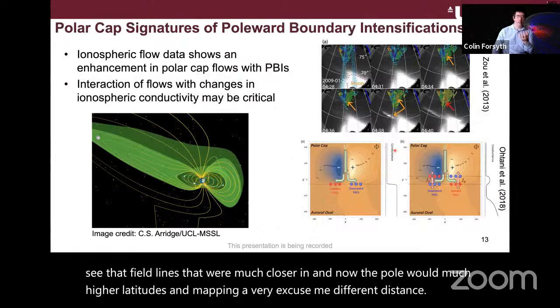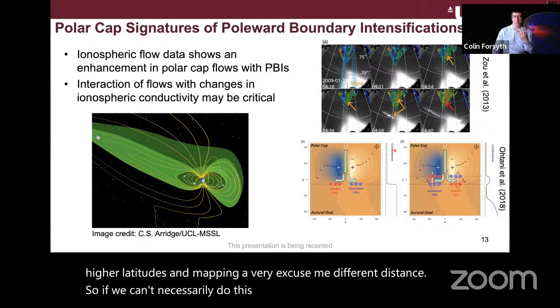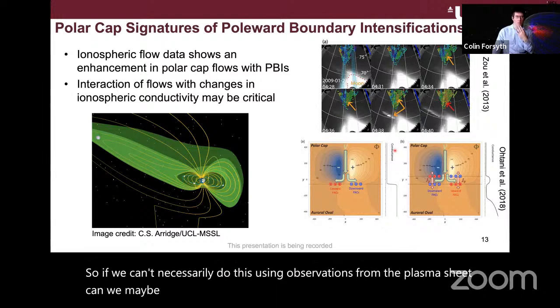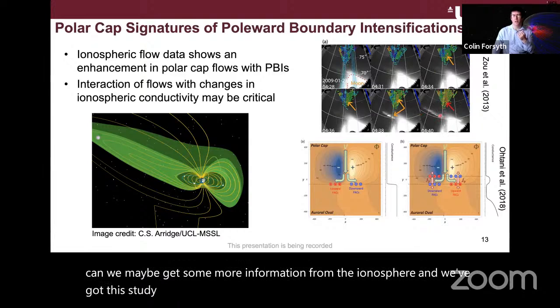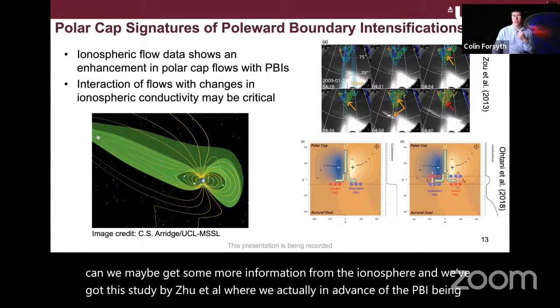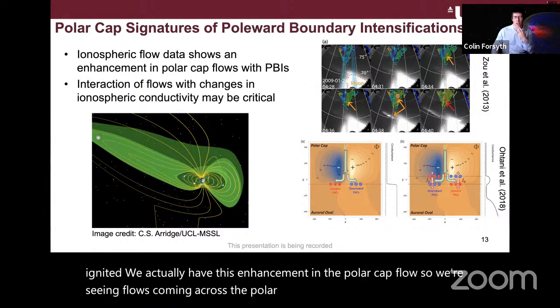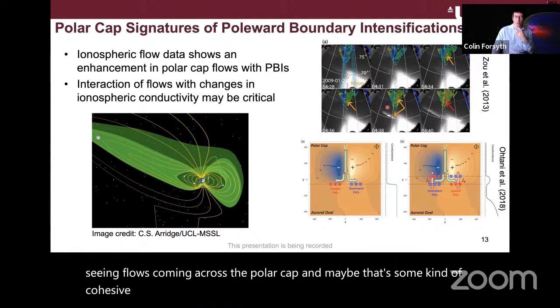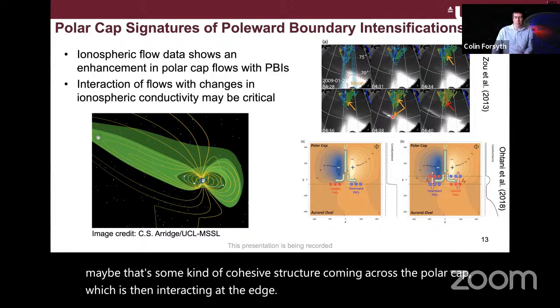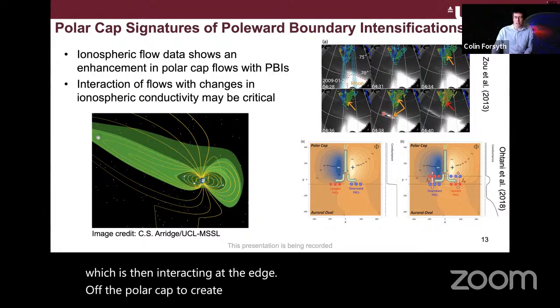So if we can't necessarily do this using observations from the plasma sheet, can we maybe get some more information from the ionosphere? And we've got this study by Zhu et al., where we actually see, in advance of the PBI being ignited, an enhancement in the polar cap flow. So we're seeing flows coming across the polar cap, and maybe that's some kind of cohesive structure coming across the polar cap, which is then interacting at the edge of the polar cap to create some kind of boundary intensification.